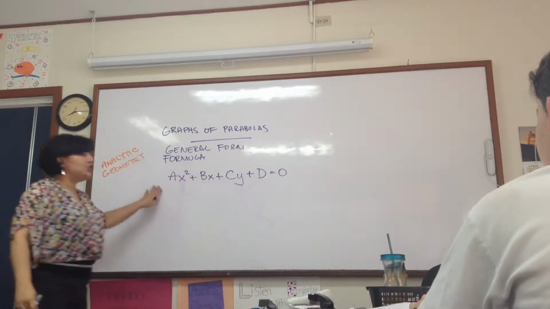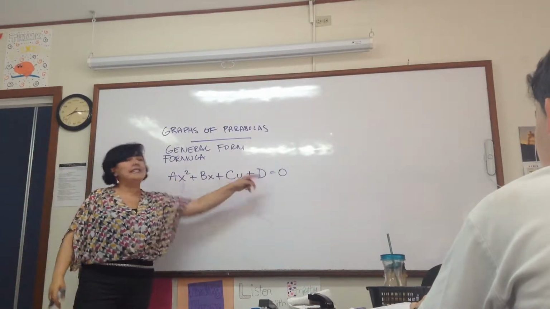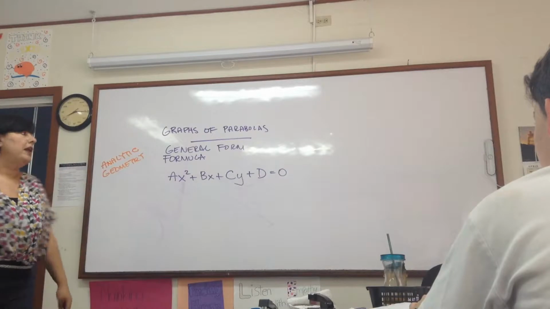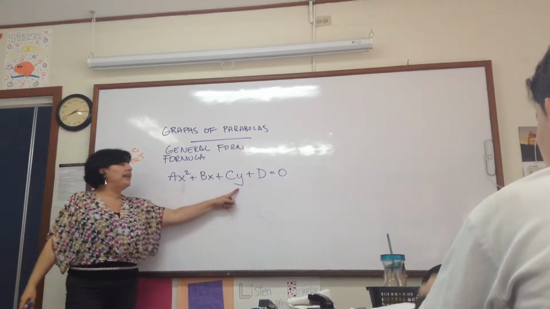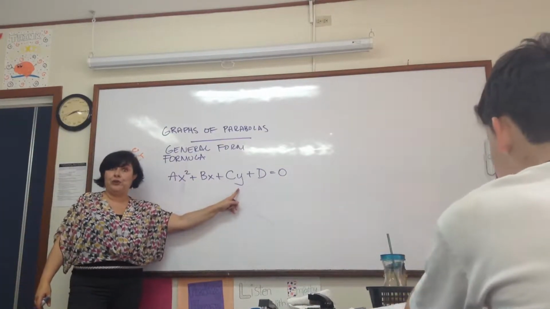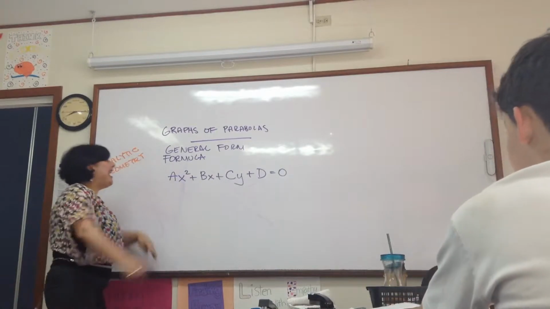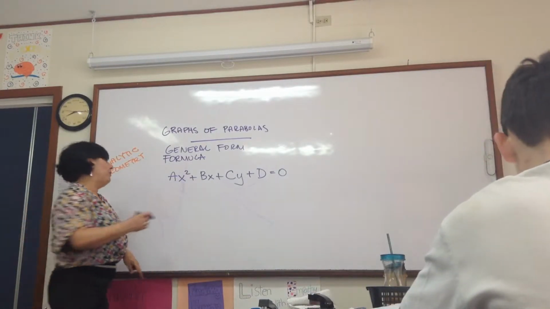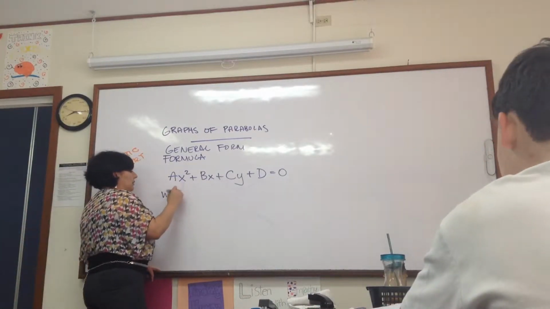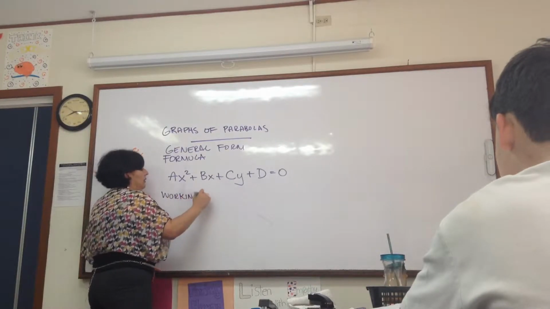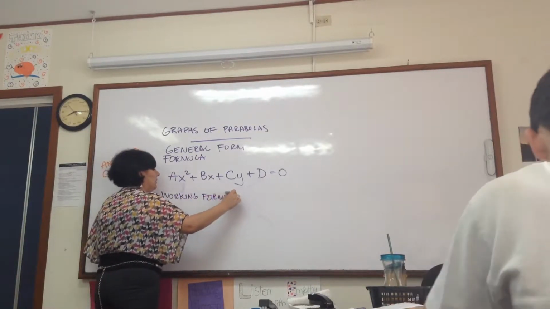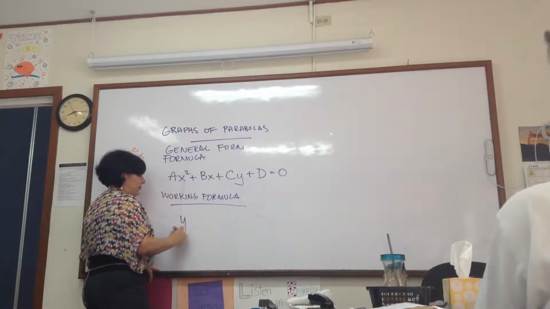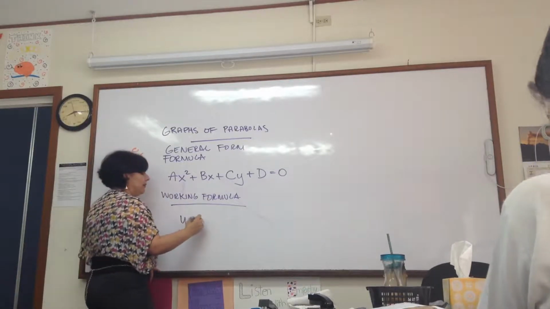Okay? That's the general formula, where A, B, C, and D are just numbers. Notice that the y doesn't have a y squared, like the x does. The general working formula is like this, and this is the one that you're going to use to graph.